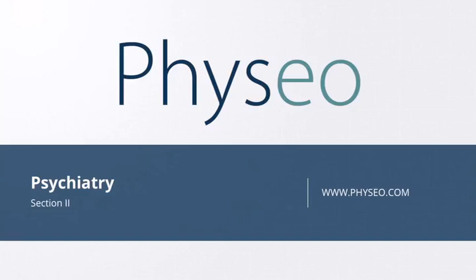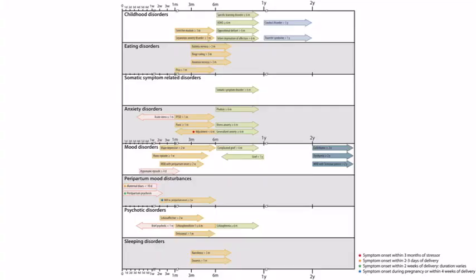Welcome to Section 2 of Psychiatry. In this section, we'll be discussing childhood behavior disorders and anxiety disorders. Let's get started. Here's the psychiatry overview figure, and we will be focusing on many of the childhood disorders which can be found up here. For example, selective mutism, separation anxiety disorder, oppositional defiant disorder, and conduct disorder.